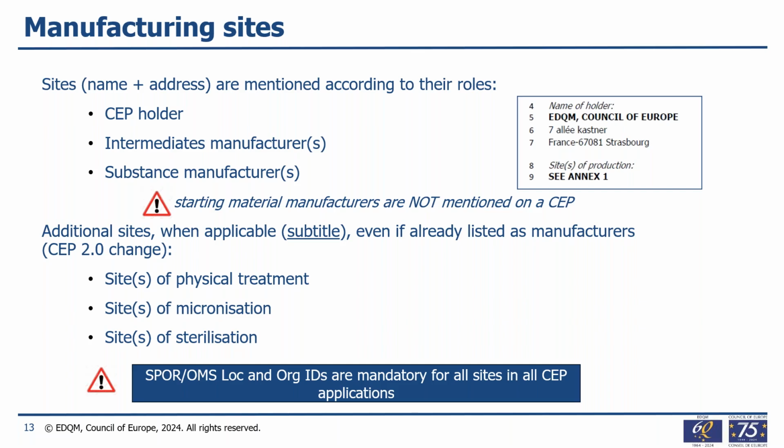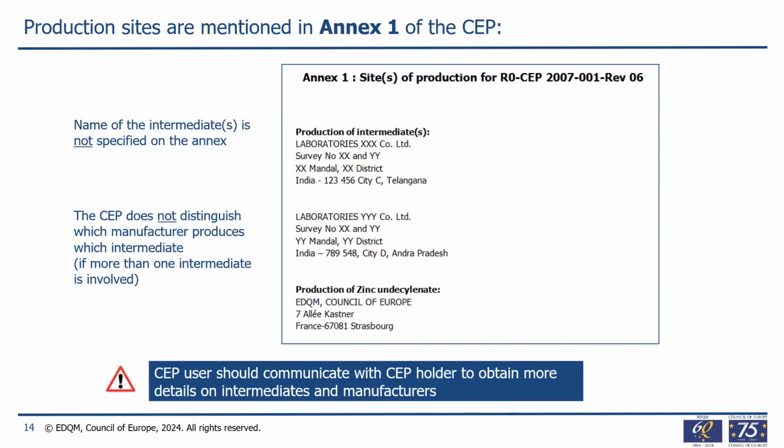Now with the switch to CEP 2.0, SPOR OMS location and organisation IDs are mandatory for all sites at CEP, and please pay attention that the information is in line with the information stated in the EMA OMS database. The production sites are mentioned in Annex 1 of the CEP.